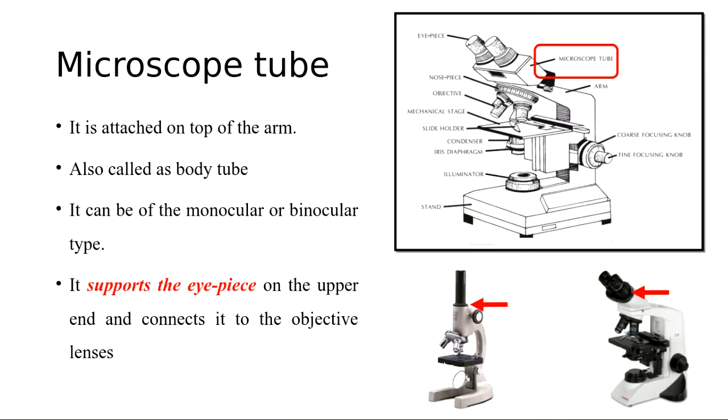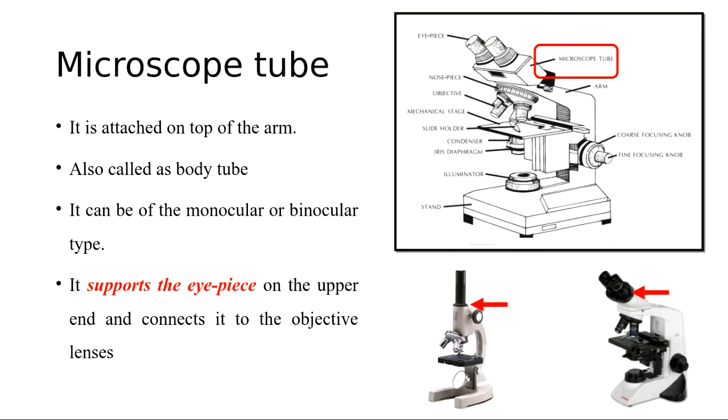Microscope tube. In red color, what we have marked is the microscope tube. In a monocular or binocular microscope, you will see this microscope tube. It is attached on top of the arm. This is the arm of the microscope. The microscope tube is attached on top of the arm, and is also called the body tube. It can be monocular or binocular, as I have told you.